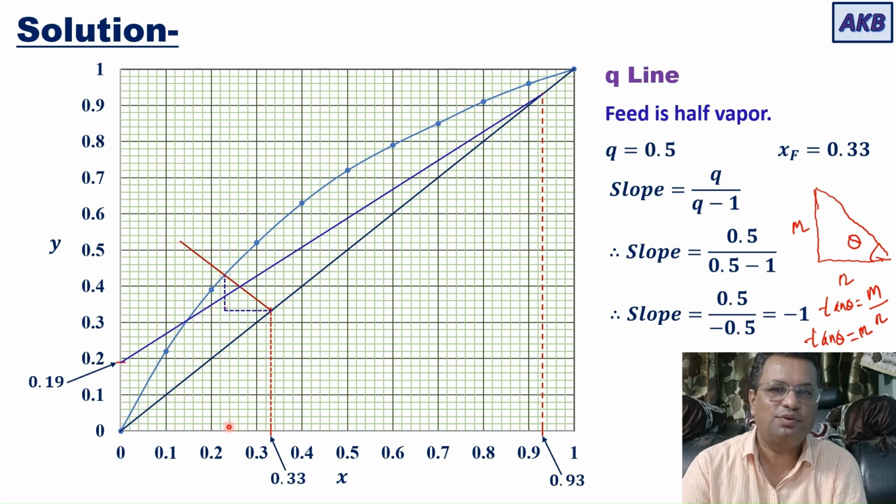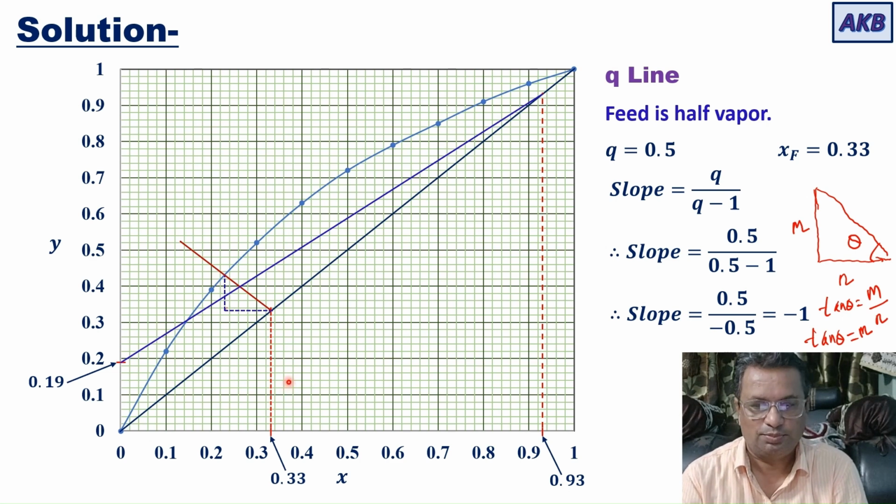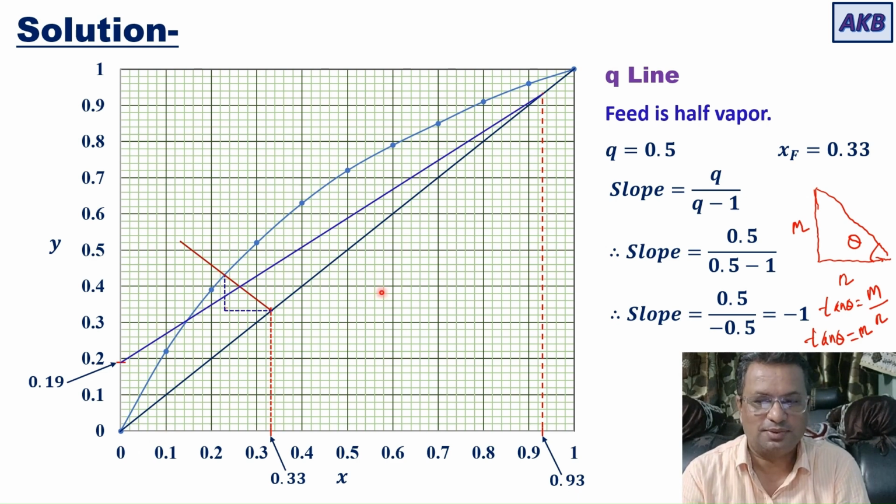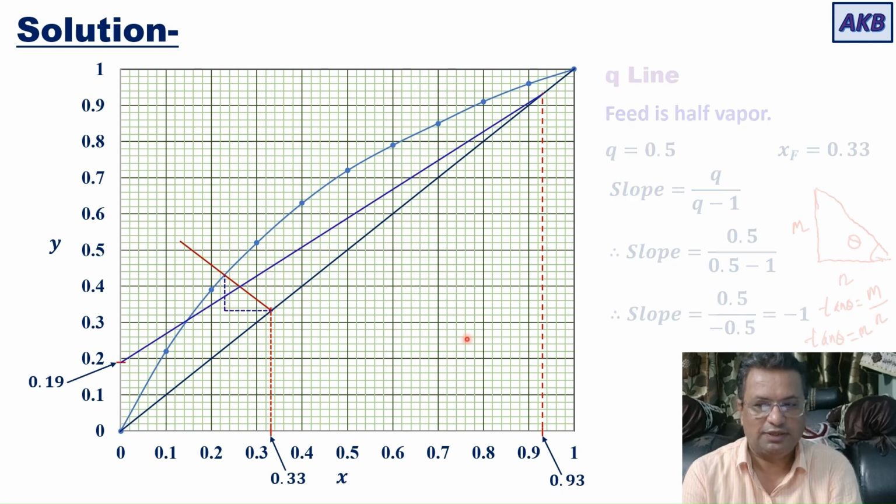So this is one of the ways of plotting a line of the desired or required slope. And you can easily follow this method if the scale on the y-axis is the same as the scale on the x-axis. So you just understand the concept. If you have any doubts, please mention that in the comment section. So now we are ready with the Q line. We have plotted the Q line for a feed which is half vapor. Now let us move ahead.